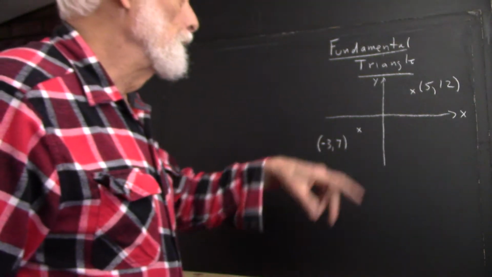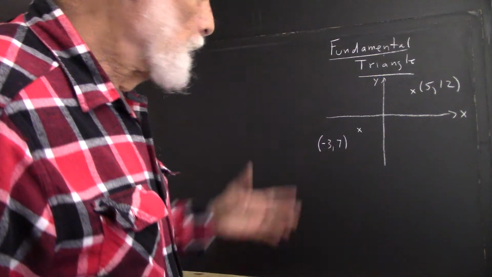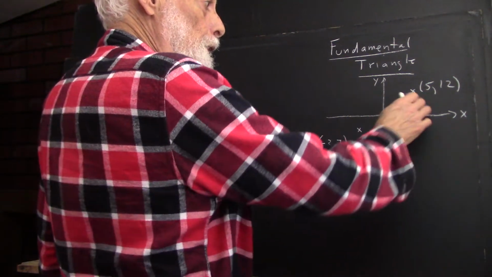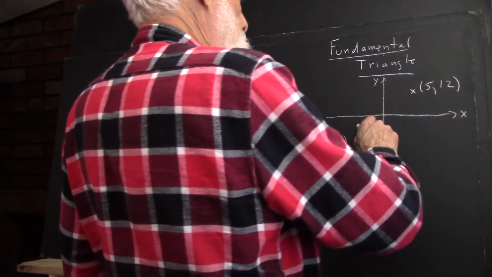Okay, make sure we're in focus. Let's talk about a fundamental triangle. Now, very simple idea. A fundamental triangle for two points. You always have to have two points to do a fundamental triangle.